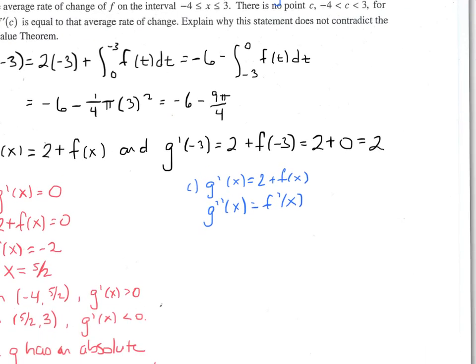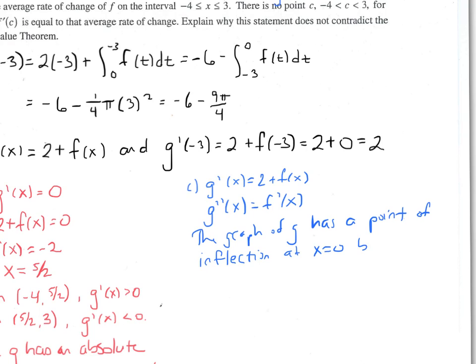So we can say the graph of g has a point of inflection at x equals 0 because g double prime, which is really f prime, changes sign at x equals 0.